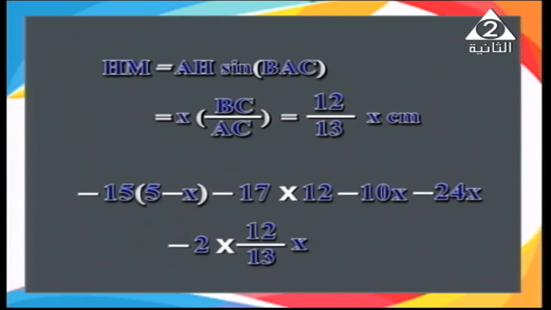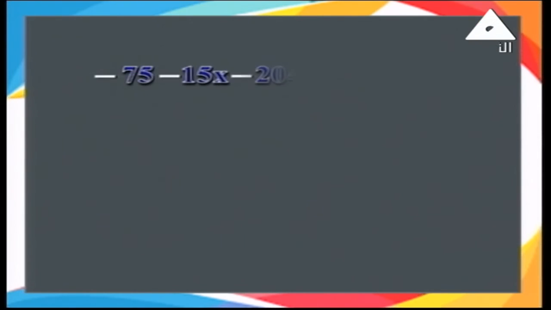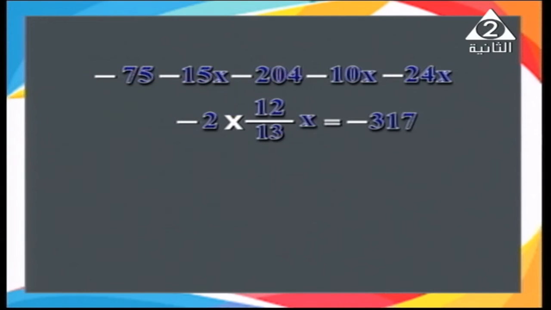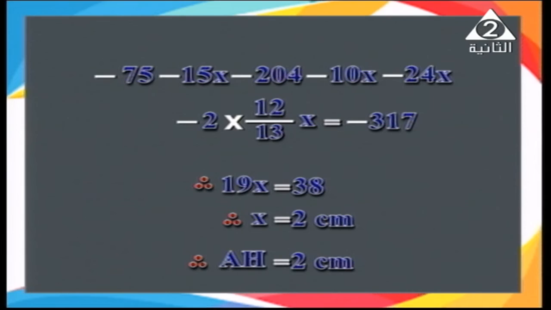Negative 15 times (5 minus x) as moment, negative 17 times 12, negative 10 times x, negative 24, minus 2 times 12 over 13 x equals negative 317, the moment. Find the value of x by using division. x equals 38 over 19, then x equals 2 centimeter. What is H? AH equals 2 centimeter, then H is at 2 centimeter from A.